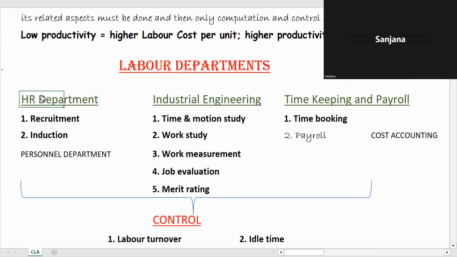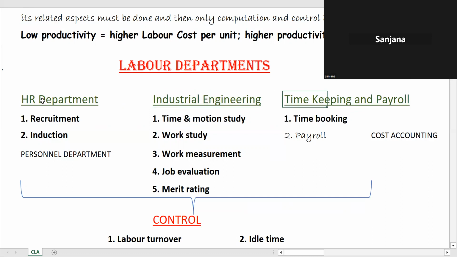These are the departments. One is the HR department. Sometimes you have a personnel department under the HR department. If there is no HR department, the personnel department can be here in place of it. HR does recruitment and induction. The industrial engineering department does time and motion study, work measurement, job evaluation, and merit rating. Each of these we are going to study in detail going forward, which is why at this stage I'm not explaining them. The industrial engineering department just finds out the best ways of doing things.